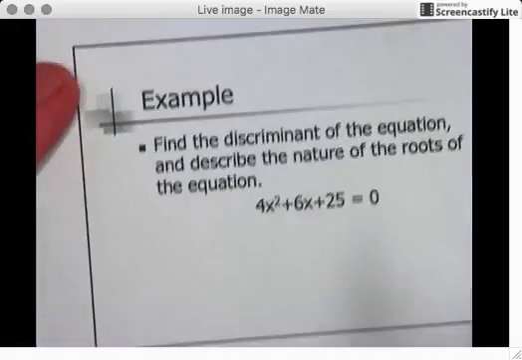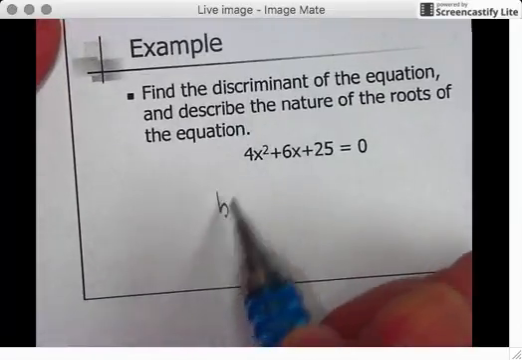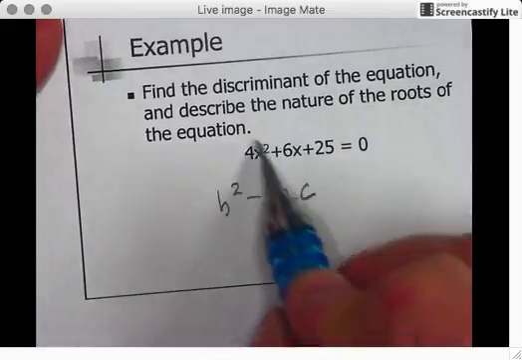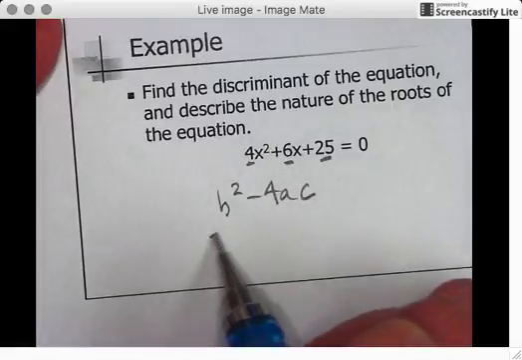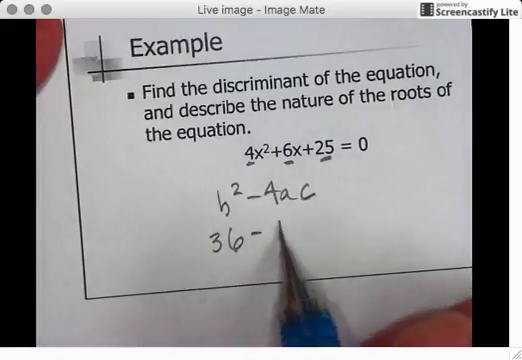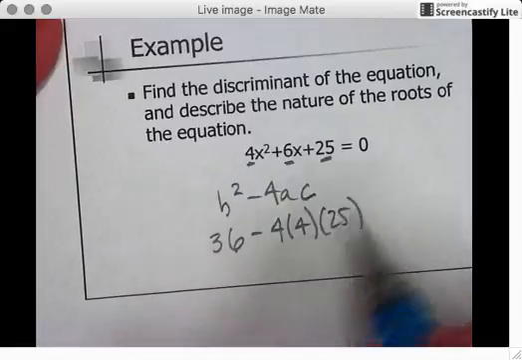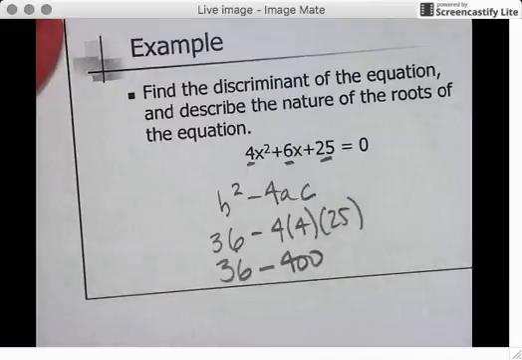All right, so here we go. The discriminant for this and for all of them is b squared minus 4ac. Let me start plugging some numbers in. This is a, this is b, this is c. So I'm going to have 36 minus 4 times a times c. This is 36 minus 400. All right, 36 minus 400 is negative 364.